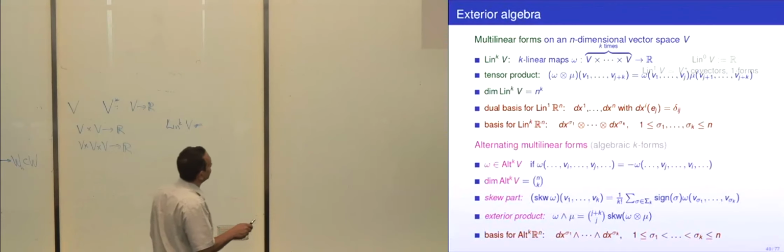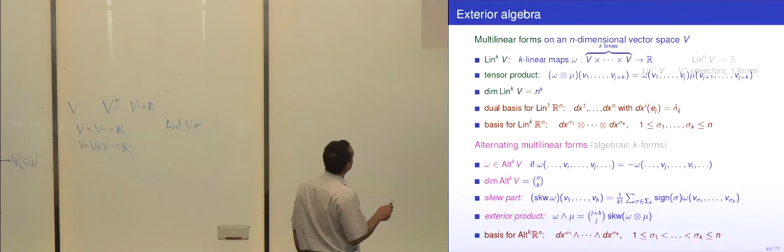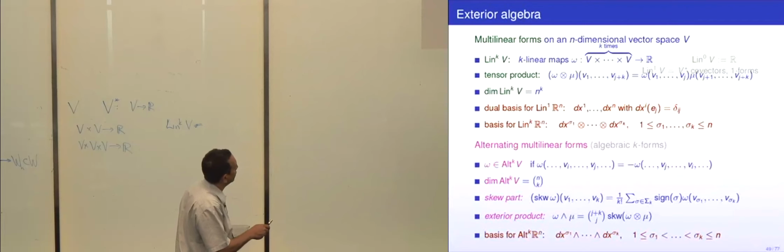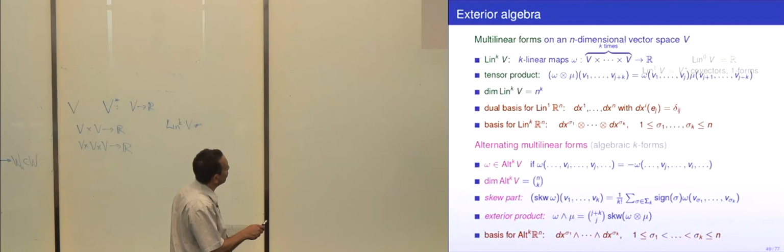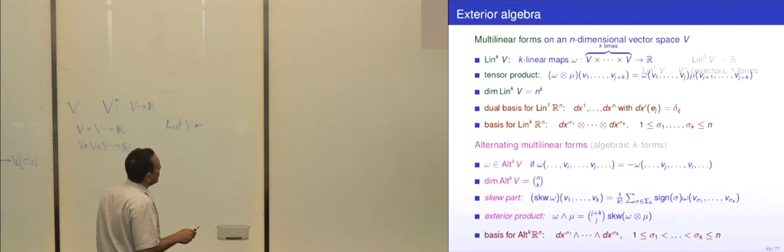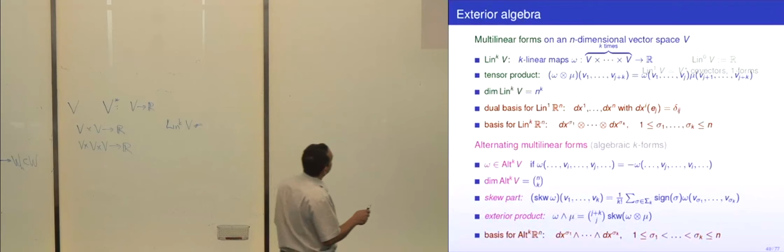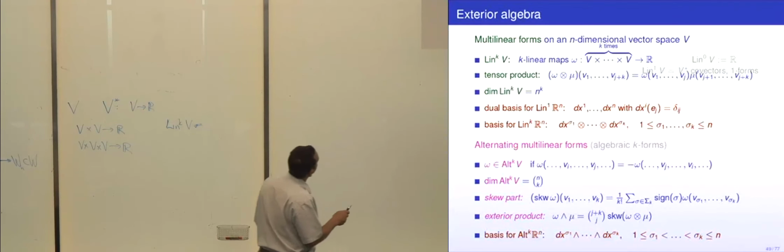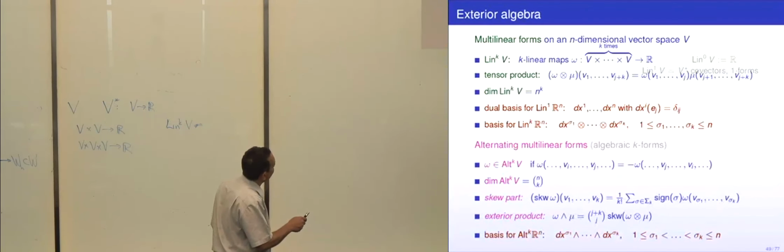Now we're going to define a bunch of products of these kinds of objects. The tensor product is the easiest one here. If you have a J form and a K form, the tensor product is the J plus K form, where you stick the first J arguments in the first guy, the last K arguments in the last guy, and you multiply them together. The dimension is n to the k, and how do we see that? Well, first of all, let's look at one forms.